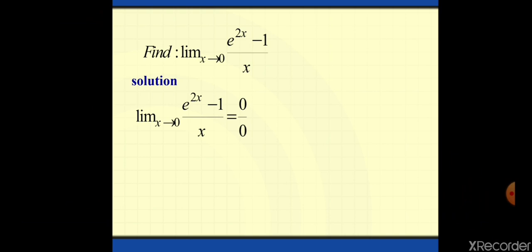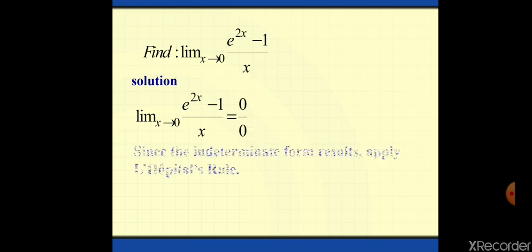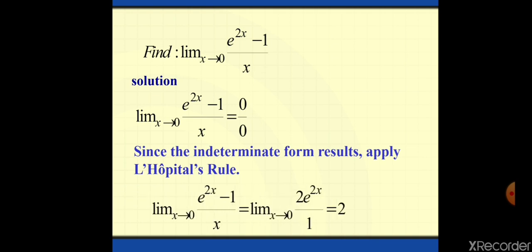Another example. Find the limit of e to the power 2x minus 1 over x when x approaches 0. If you try to use direct substitution here, the answer is 0 over 0. It doesn't make any sense, so you have to use L'Hopital's rule. You can find the derivative above, which is 2 e to the power 2x, because the derivative of e to the power 2x is e to the power 2x times the derivative of the power. The derivative of negative 1 is 0, and the derivative of x below is 1. Now substitute x equals 0, and the final answer is 2.